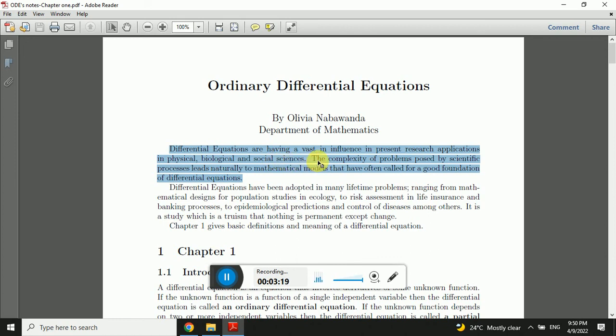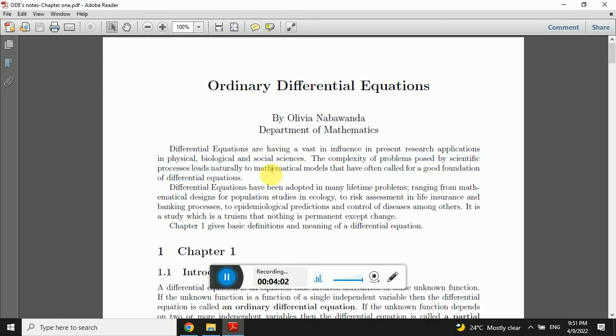And they add on to say that the complexity of problems posed by scientific processes leads naturally to mathematical models that have often called for a good foundation of differential equations. So you can be asking yourself, how do these differential equations come about in the physical, biological, and social sciences? This next sentence is telling us that they come about indirectly in form of mathematical models.